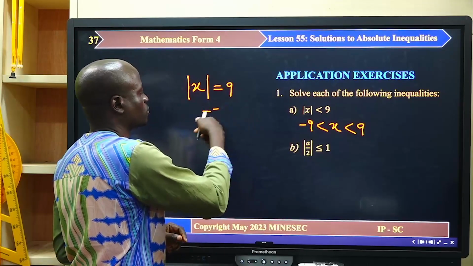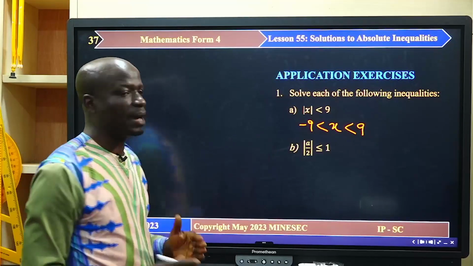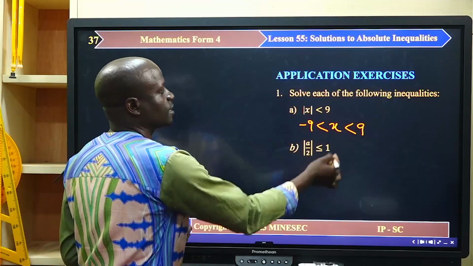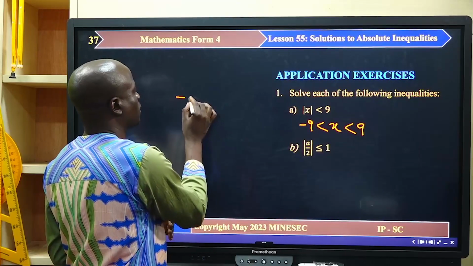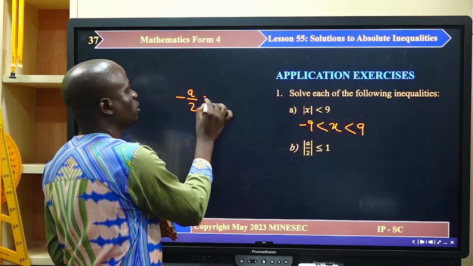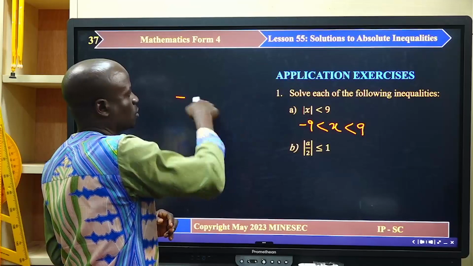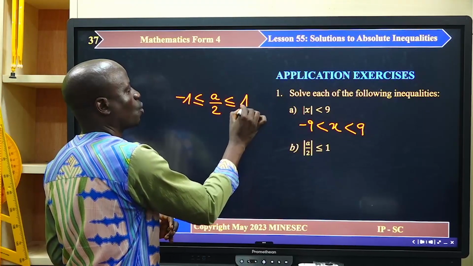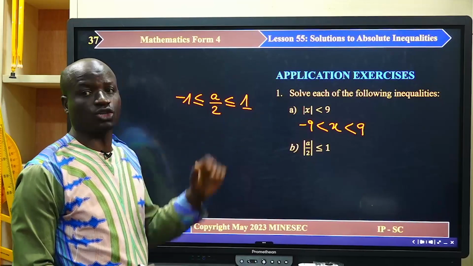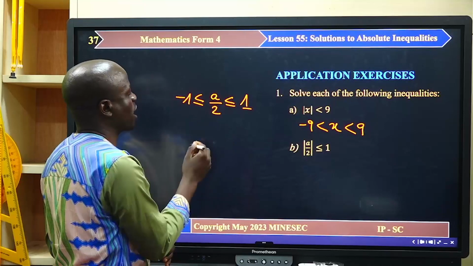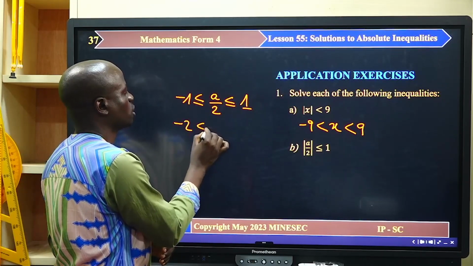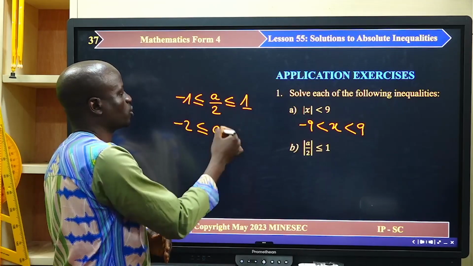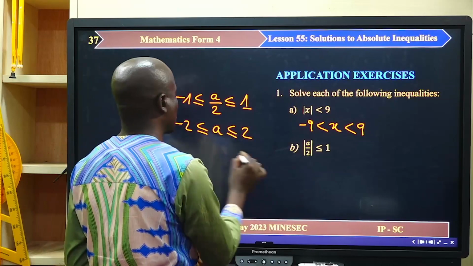Let's go to the second case. Here we have the absolute value of a over 2 is less than or equal to 1. So it is in the same format. So we can write our inequality as negative 1 is less than or equal to a over 2, less than or equal to 1. This is the interval. But here we have to make sure we have a there. So we multiply all through by 2. When we multiply, we have negative 2 is less than or equal to a, because a over 2 times 2 will give us a, is less than or equal to 2. So that is our solution for this one.